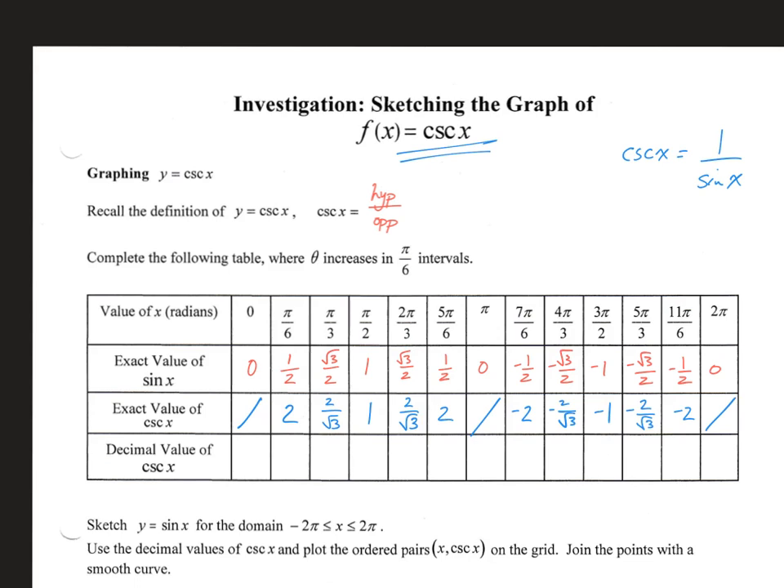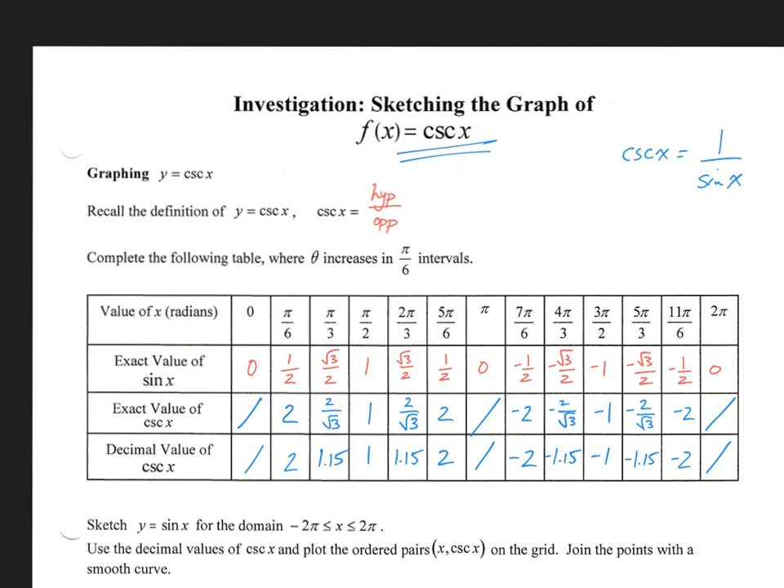But if we were going to graph them, we may want some decimal approximates to be able to estimate. The only value we would need to push buttons on would be a decimal approximate for 2 over root 3, and that is approximately equal to 1.15. Everything else, we know the exact value of. And there is our completed table of values for cosecant.